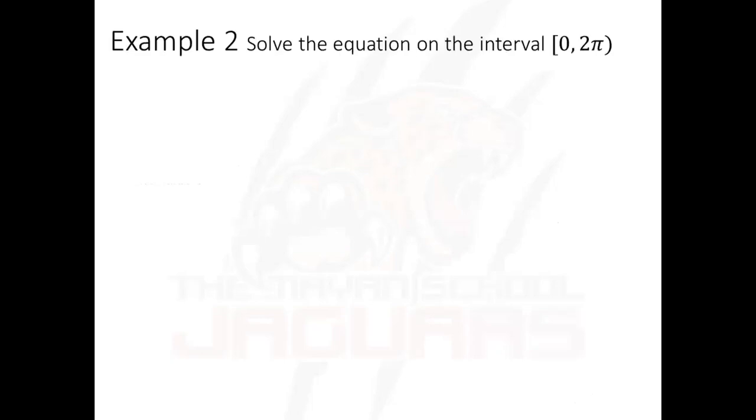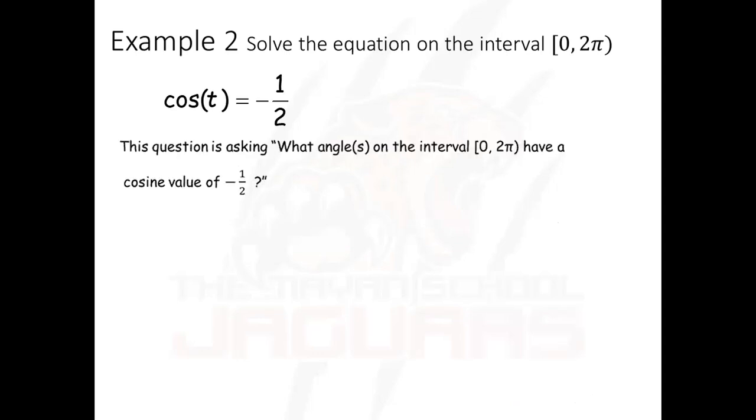Okay, let's make a second example. And once again, we're going to solve in the interval from 0 to 2 pi without including that 2 pi. In this case, we're going to solve the equation cosine of t equals negative 1/2. And again, we can ask the same question: which angle or angles on the interval 0 to 2 pi have a cosine value of negative 1/2?